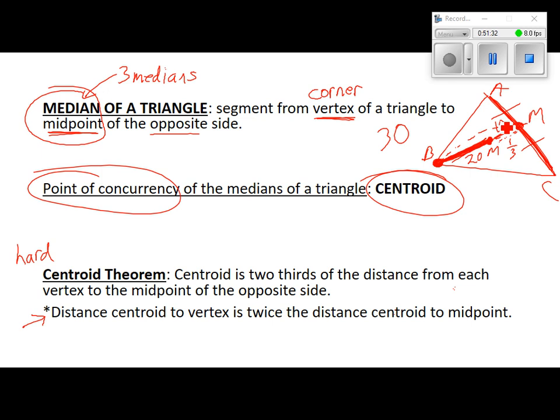Another way to think about it, the distance from the centroid to the vertex is always twice the distance from the centroid to the midpoint. How long did you tell me the distance from the centroid to the vertex was? To the corner? 20. How long was it from the centroid to the midpoint? 10. What do you notice about 20 and 10? 20 is twice as big as 10. That's the other way to think about it.